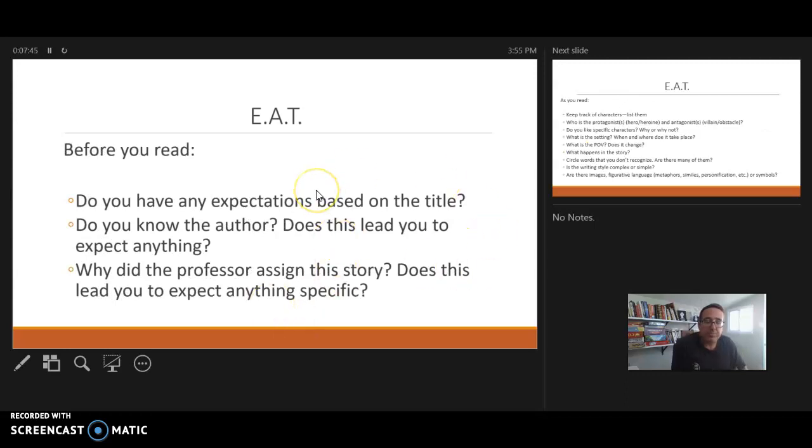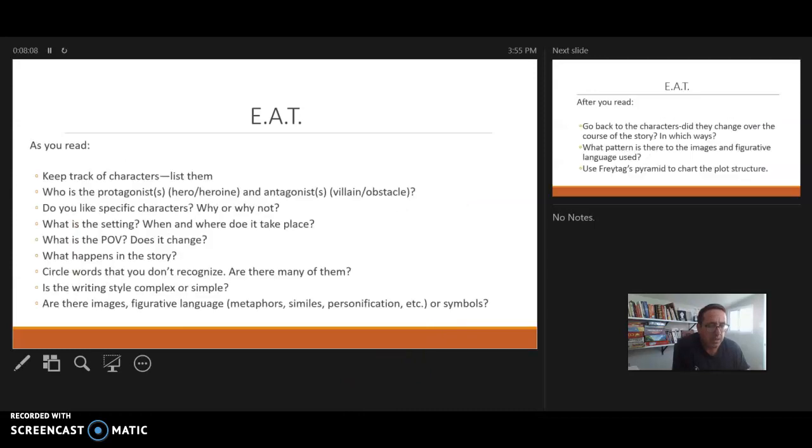So before we start breaking apart a poem, though, part of explicating a poem is doing some pre-thinking, some active reading, right? So before you read, what are your expectations based on the title? What do you know about the author? Does this lead you to expect anything? Why did the professor assign this story? That's always a good one in school. Why did I, the professor, assign this to you? There has to be a reason. What can you expect to learn?